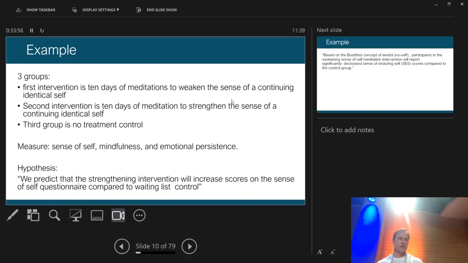So I thought I'll create two interventions, both drawn from genuine Buddhist meditation. One where you strengthen the sense that there is a self that owns experiences and has experiences and is above and beyond the experiences. And another one that weakens that sense of self. One that strengthens and one that weakens the sense of self over a 2-week period of daily meditations, and a control group. So this was the design.